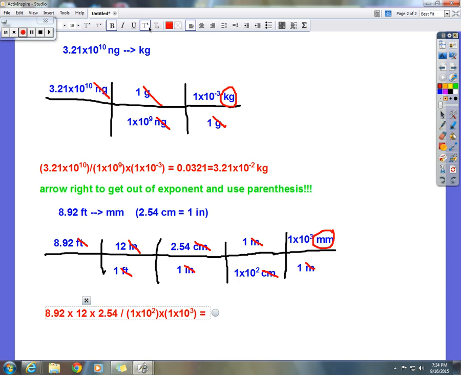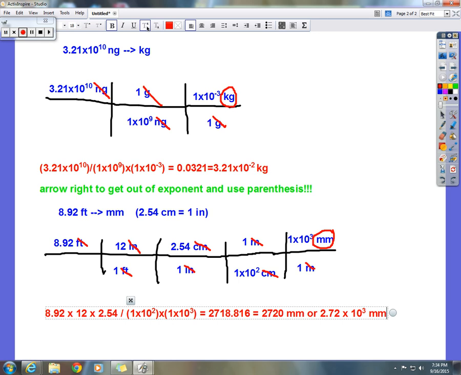And what you should get is 2,718.816, which from my question only had 3 sig figs, so my answer should only have 3 sig figs. So I could say 2,720 millimeters, or 2.72 times 10 to the 3 millimeters.